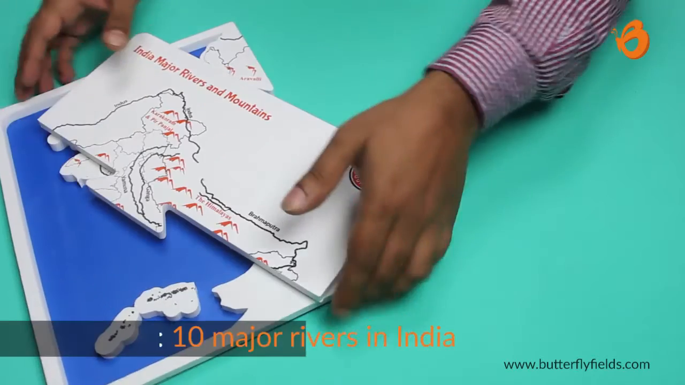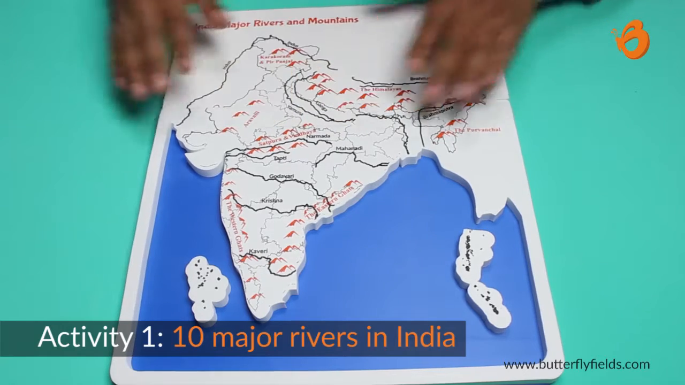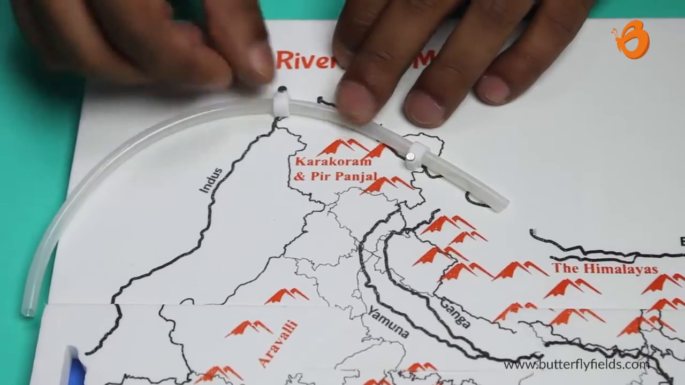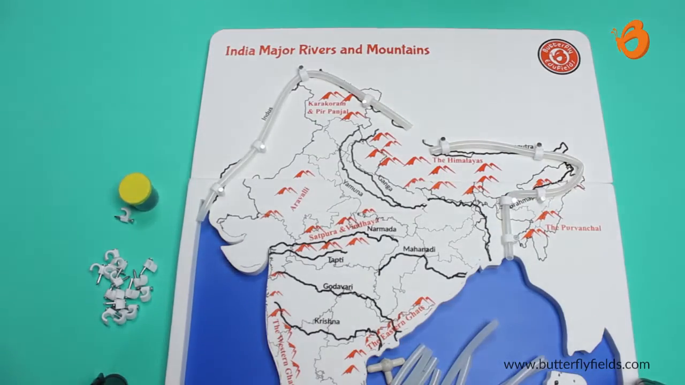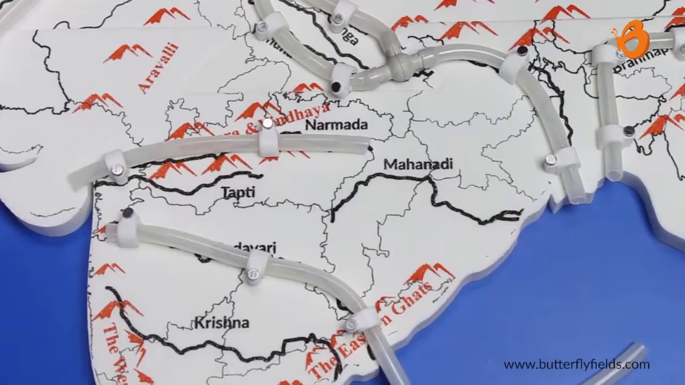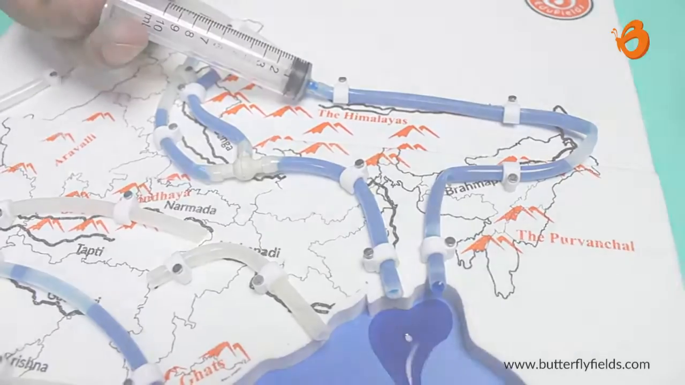In Activity 1, students learn about the major rivers in India. Here they will construct the map and create the river systems. Through this, they will learn which all rivers originate from the Himalayas, longer rivers which are clearly visible with the length of the pipe given, and which ocean the river flows into.